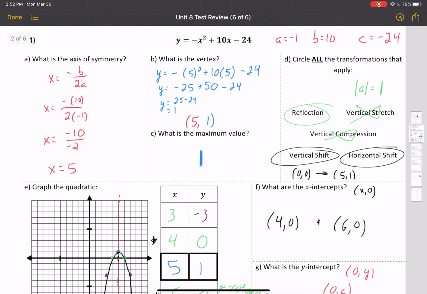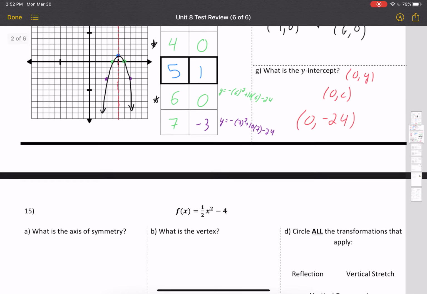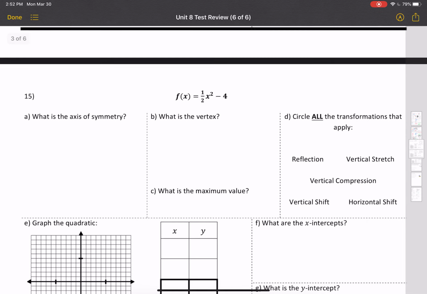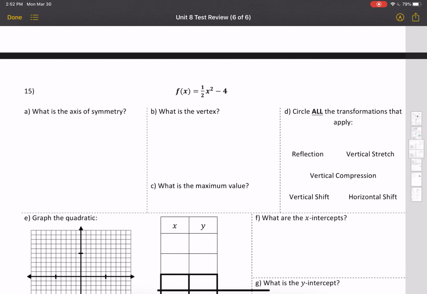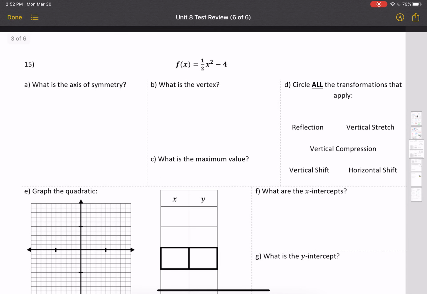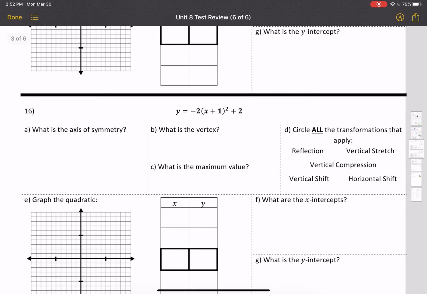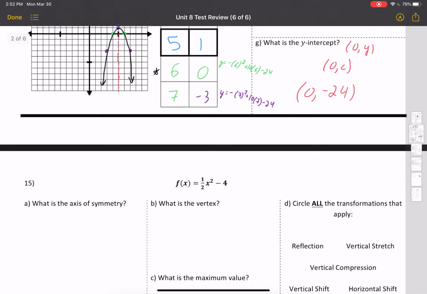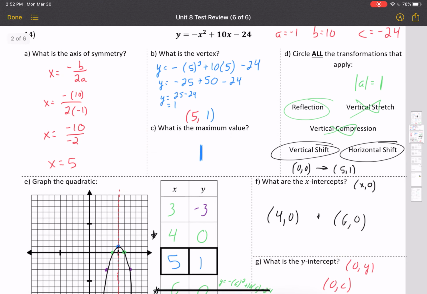Okay, if you have any questions on that, try out number 15, which is another standard form problem. And then the next video, I will go over graphing in vertex form. Okay, so that's going to wrap up this video. Tune into the next one.